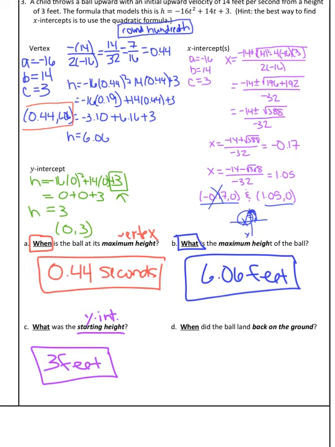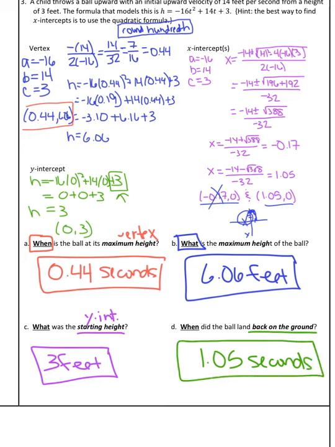And then the last question says, when did the ball fall back on the ground? So we're looking for that second x-intercept. That second x-intercept is 1.05 seconds. That's when the ball is back on the ground. All right, so there we are. Some word problems, some application problems.